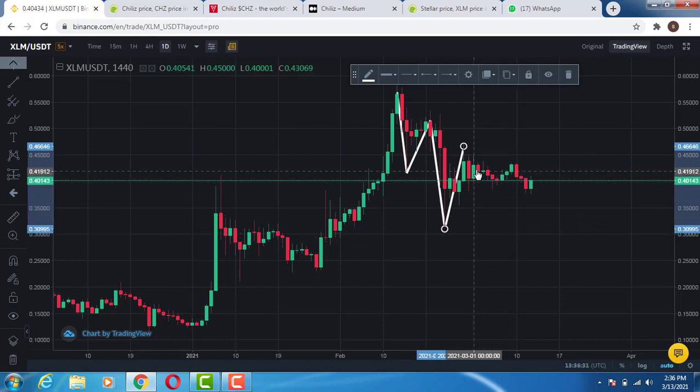It means sellers could not move the market down anymore. It moved up again, could not create a higher high than this high. It moved down, could not create a lower low. We are looking at this very low, this very low, this very low. So it did not create a low. That means there are not many sellers to move the Stellar USDT market down at the moment.